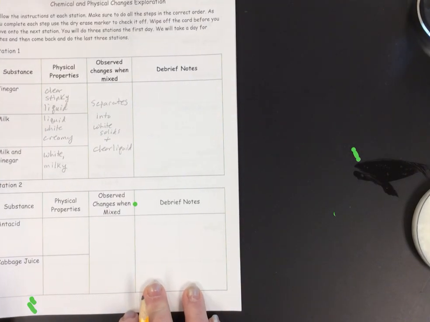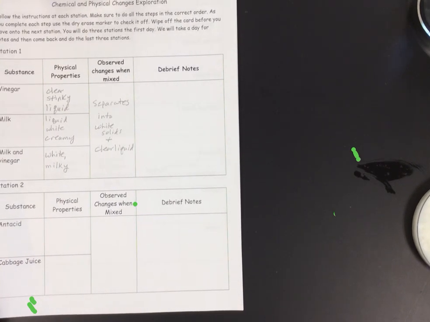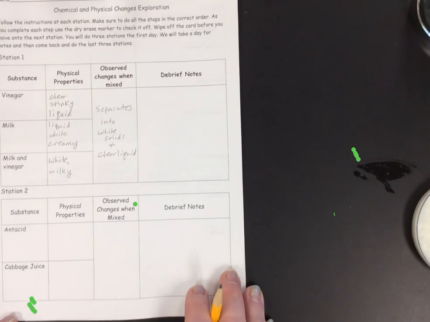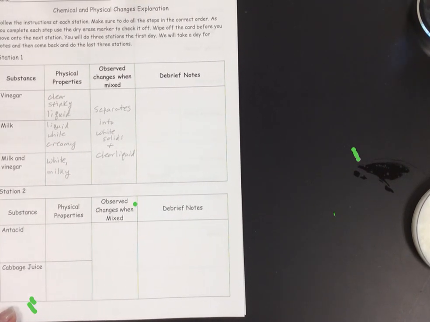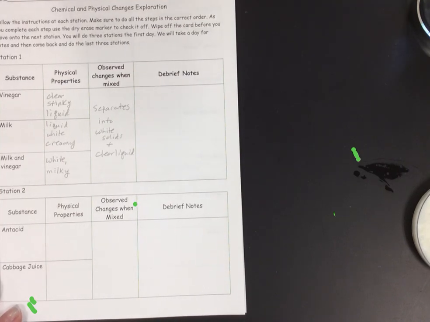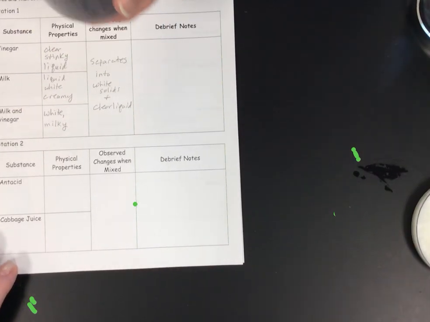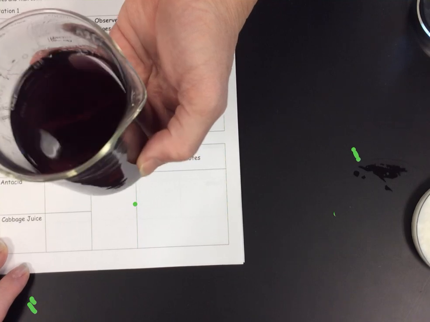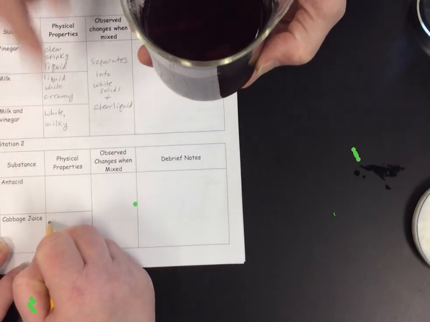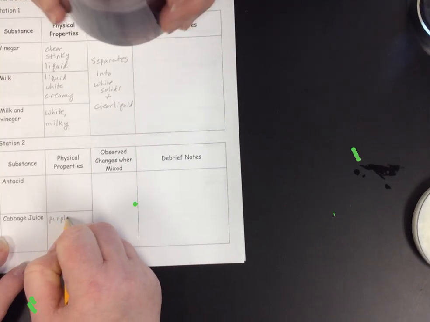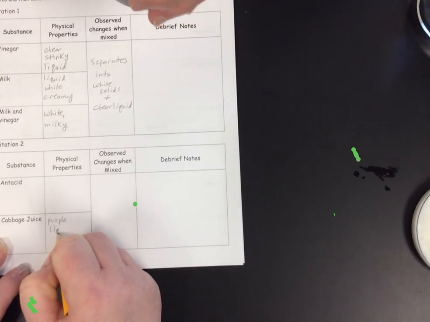The second station, which we do have station cards that we will give to our students here, but just so you know what we're using, we are using what we call cabbage juice. It's purple. So we want to do the physical property of cabbage juice. It's purple. It's a liquid. It's a little stinky.